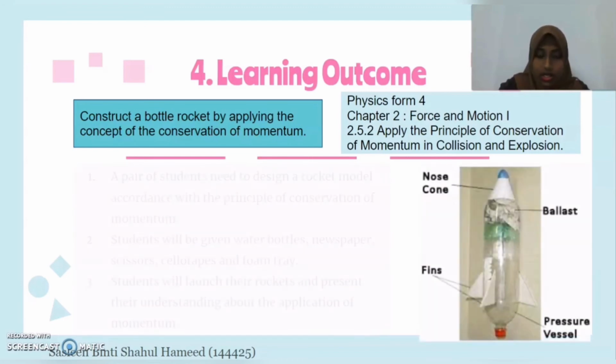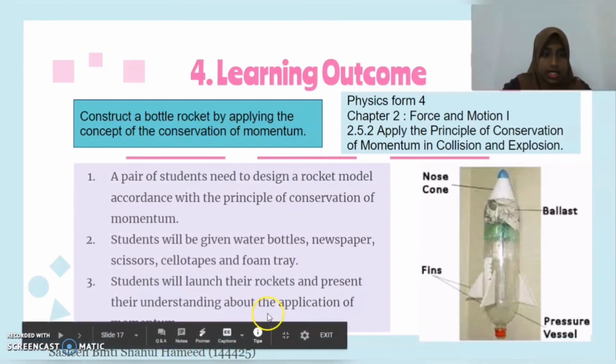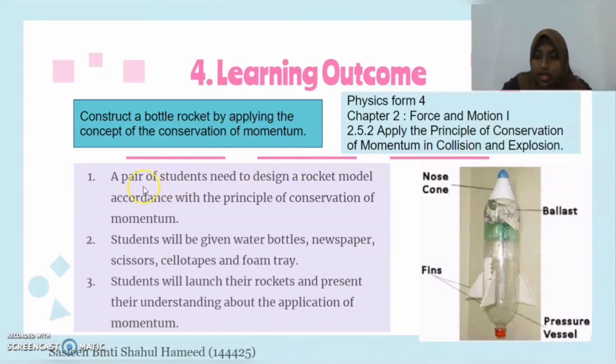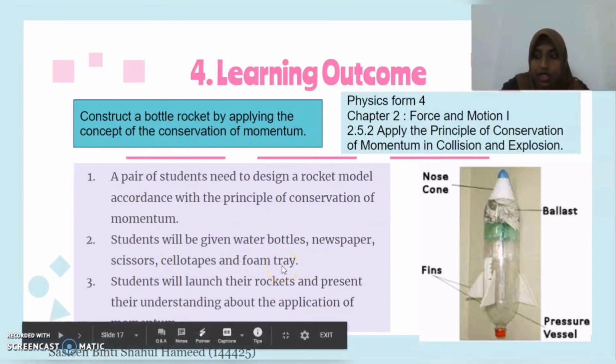So, this is the structure of the bottle rocket. This is just an idea. Okay. A pair of students need to design a rocket model in accordance with the principle of conservation of momentum. Students will be given water bottles, newspaper, scissors, sellotapes, and foam tray to make their bottle rocket.